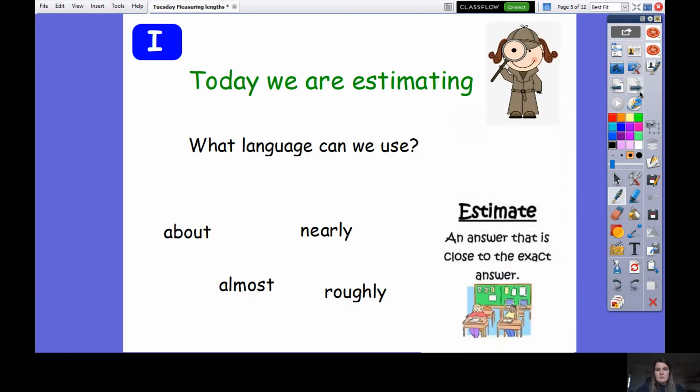Today we are going to be estimating. Remember, estimating is trying to find the answer that's quite close to the actual answer. When we estimate, we make a good guess. We try to make a sensible guess, because if we're making a really silly guess, that's not estimating correctly. And we can say that it's nearly or roughly, almost, or about a certain length, because we don't actually know, because we haven't measured. When we estimate, we haven't yet measured.